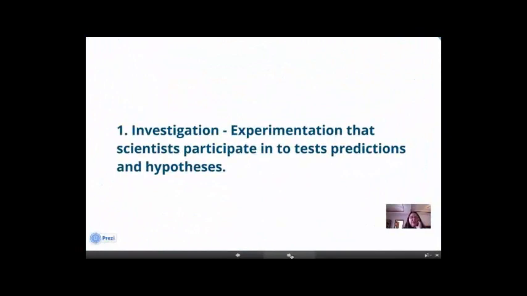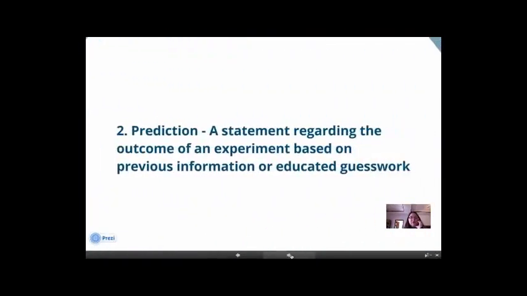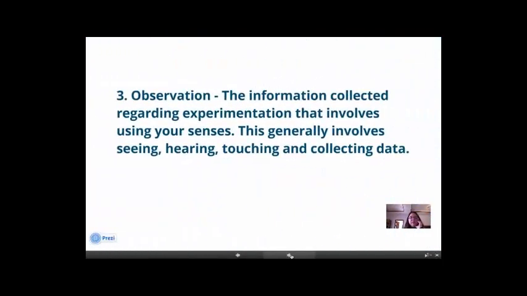Investigation, experimentation that scientists participate in to test predictions and hypotheses. Prediction, a statement regarding the outcome of an experiment based on previous information or educated guesswork. Observation, the information collected regarding experimentation that involves using your senses. This generally involves seeing, hearing, touching, and collecting data.